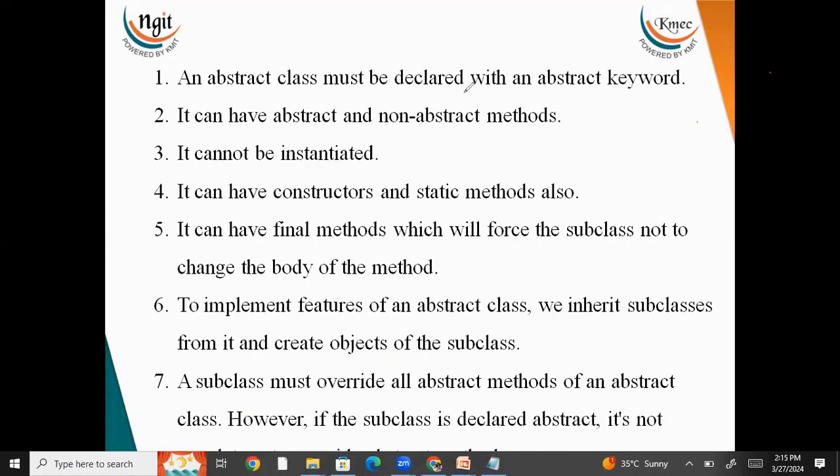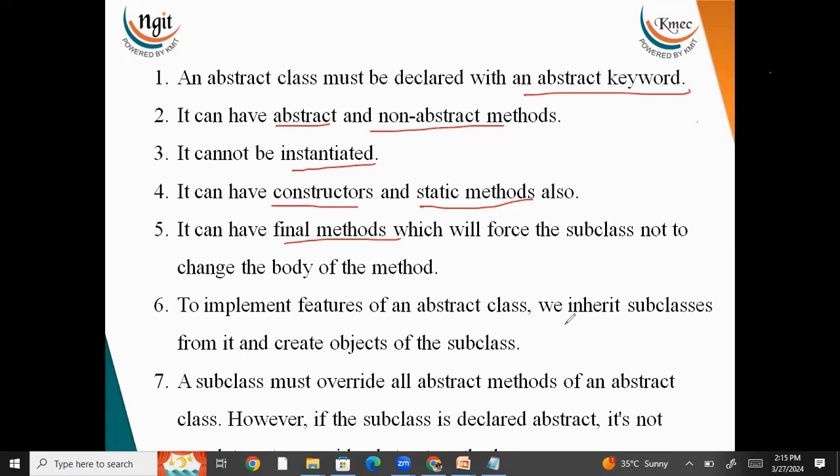Now, an abstract class must be declared with the abstract keyword, and it contains abstract and non-abstract methods. For an abstract class we cannot create an object, and it can have constructors and static methods also. It can have final methods also, but with final methods, whenever you try to change the body, it will force the subclass not to change the body. That is, final methods cannot be overridden. That is the thing we need to remember.